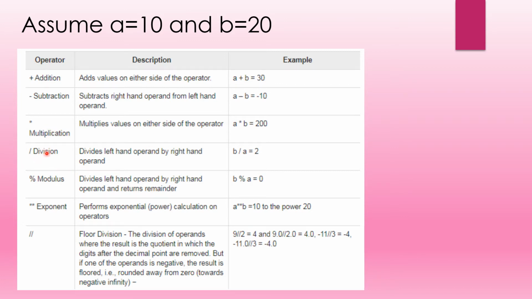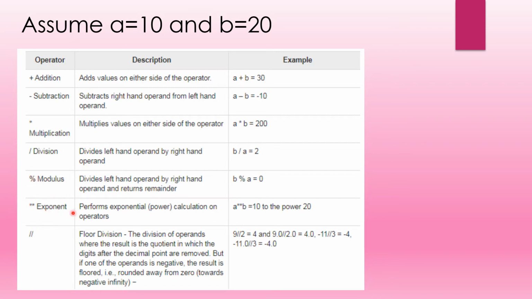Next is division. The division operator is represented by the slash sign. It divides the left hand operand by the right hand operand. Simple, you can see here. Modulus divides the left hand operand by the right hand operand and returns the remainder. This gives the quotient and this gives the remainder.